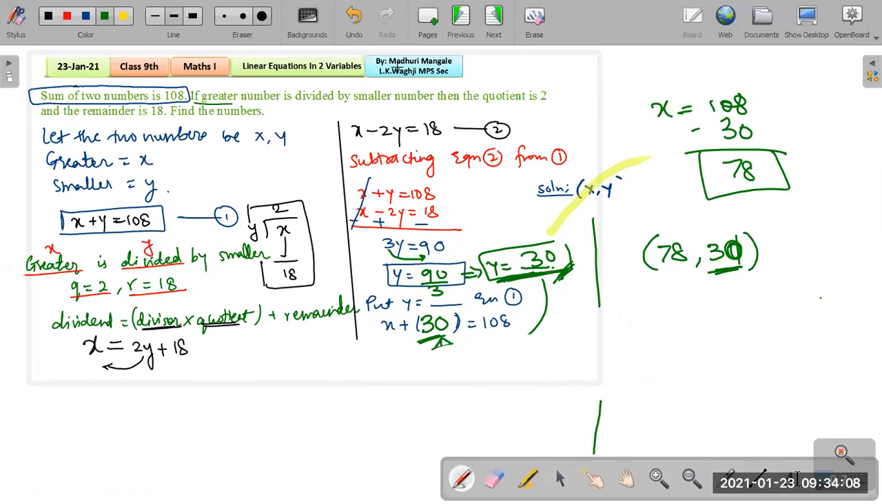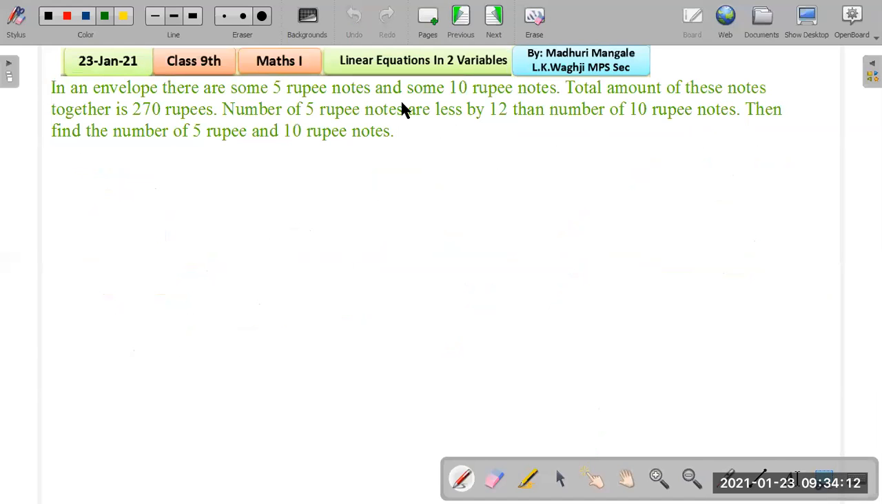Fine, no worries. Let us look at the next question now. This is a problem based on money. Let us first look at what we are asked to find to set up the variables. So here the question is: find the number of 5 rupee and 10 rupee notes. Okay, so there are two things: one is the 5 rupee note and the other is the 10 rupee note.